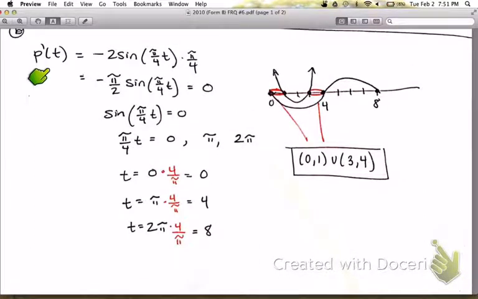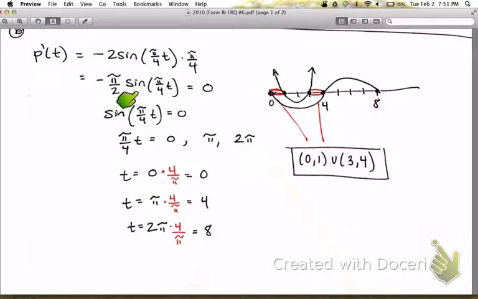First of all, the derivative of p of t is negative 2 sine of pi over 4 t. That's the derivative of the outside, times the derivative of the inside, which is pi over 4. That's the chain rule. So when you simplify, you get negative pi over 2 times sine of pi over 4 t. Now, you could do a couple things. Number one, depending on how well you understand the graph of sine from pre-calculus, you could probably go straight to the graph of sine here, and you wouldn't even need to go through all of the steps that I went through right here. Some of you guys, however, are not as comfortable with that.